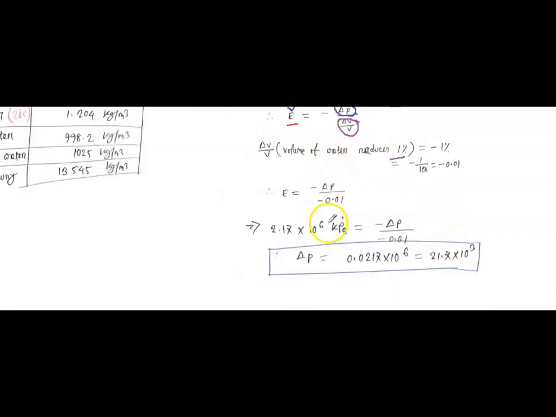So now it is straightforward. This is negative 0.01, you just substitute this value here. This negative sign you can eliminate. And you know the elasticity is this. So now if we eliminate these two terms, then delta P will be this. So this is actually the pressure required to decrease the volume by 1%, right? So I believe you got some clear understanding of how to calculate this bulk modulus.